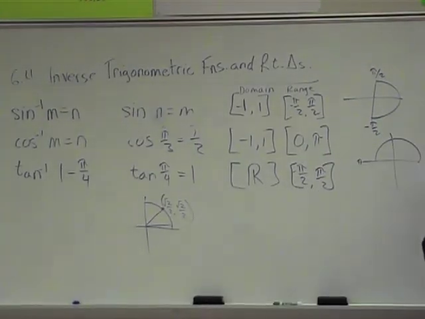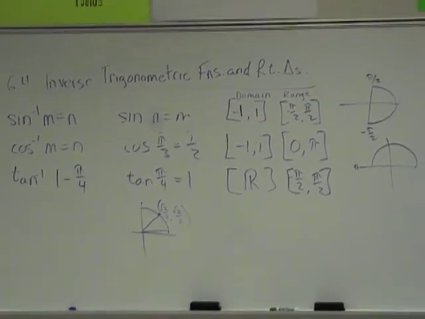Having said that, example 4a. Now that you all understand this, I want the arcsine of negative radical 3 over 2. Now let me walk you through this as soon as you get caught up here.